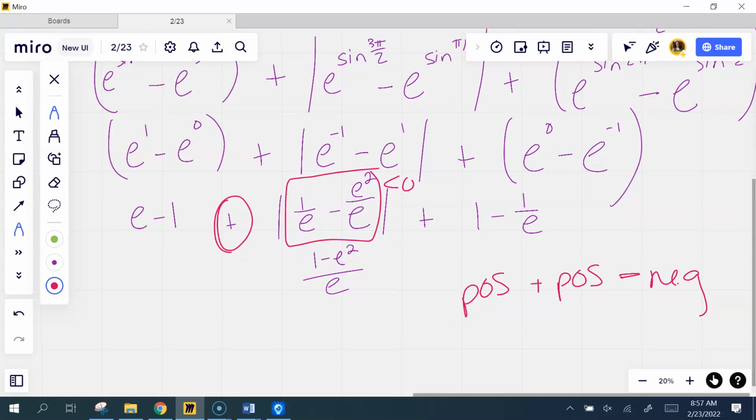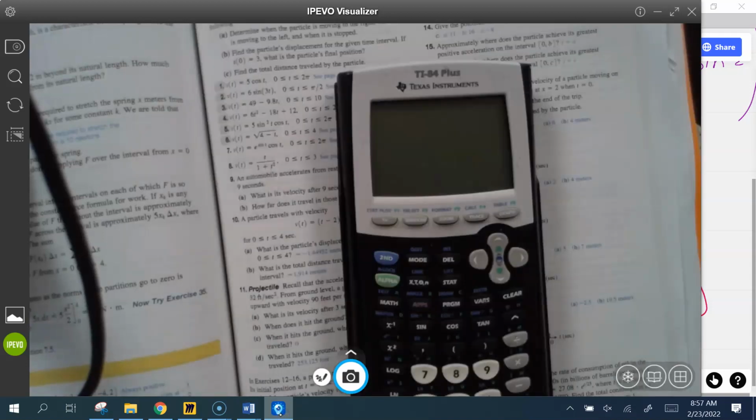I'm so confused. I'm failing this. Absolute value change to be positive. Yes. So we have to force it positive.